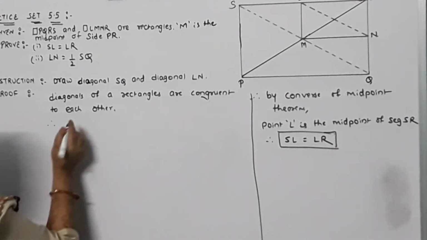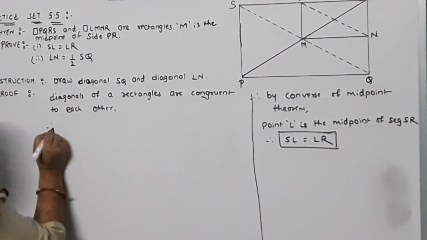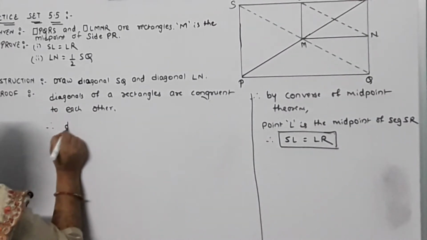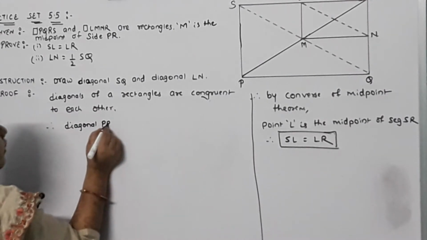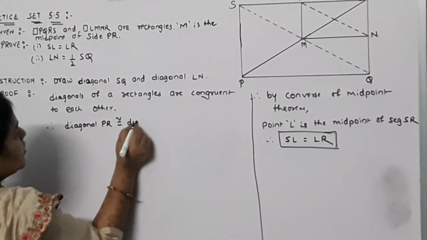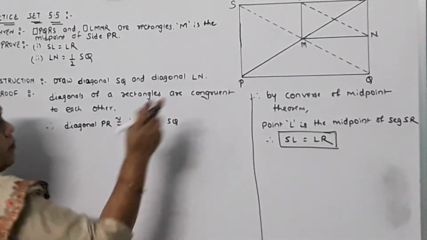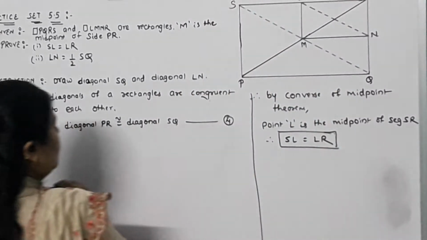Therefore, diagonals of a rectangle are congruent to each other. Therefore, diagonal PR is congruent to diagonal SQ. PR is congruent to SQ. This is your equation 4.